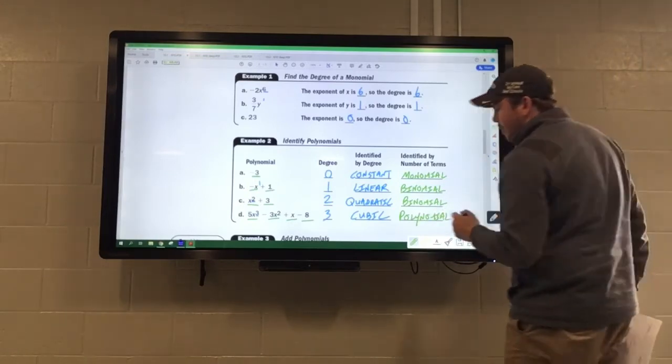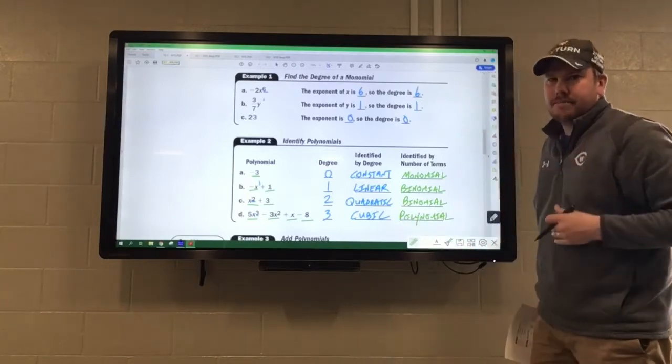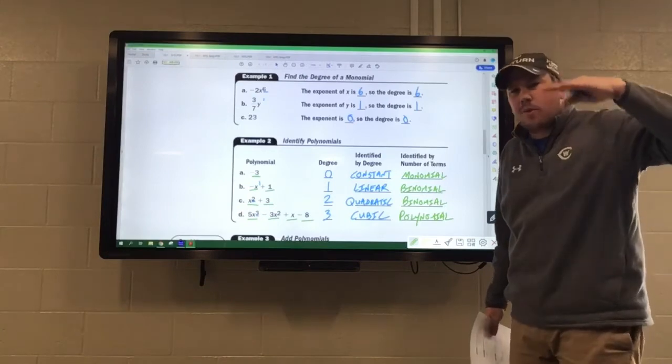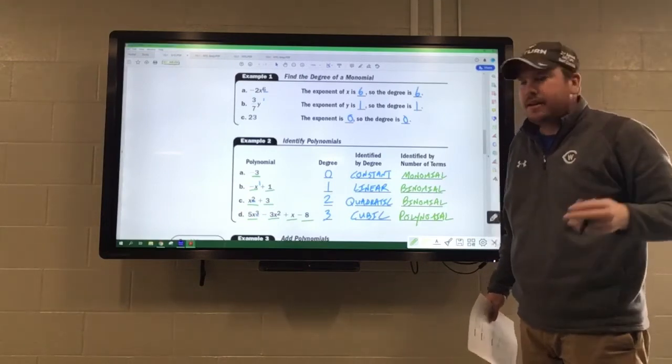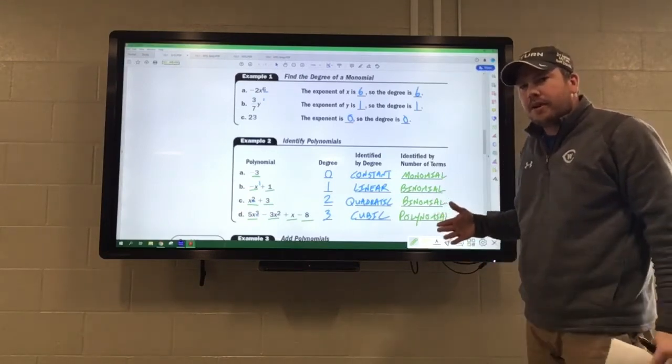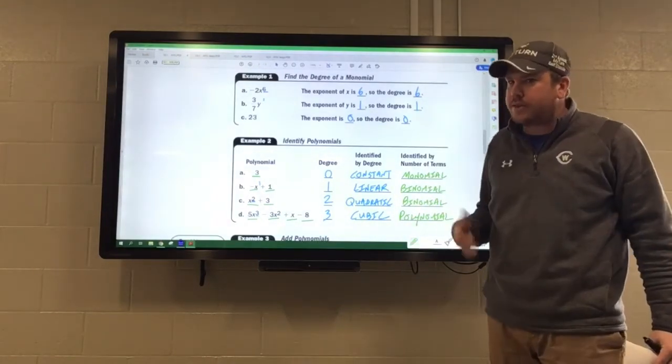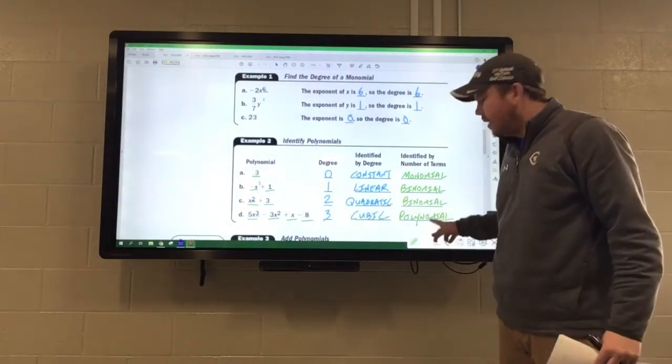Okay? The prefix poly means many. Okay? So there's many terms. We didn't want to come up with names for 4, 5, 6, 7, 8, 9, 10, right? So anything above 4 is less common. Okay, we'll be mostly using monomials, binomials, and trinomials. But anything above 4, we just call a polynomial.